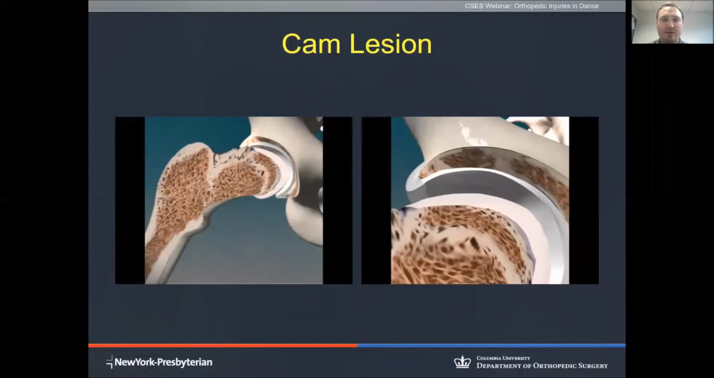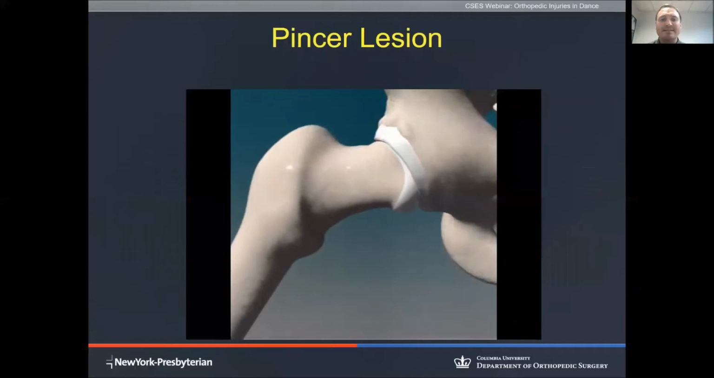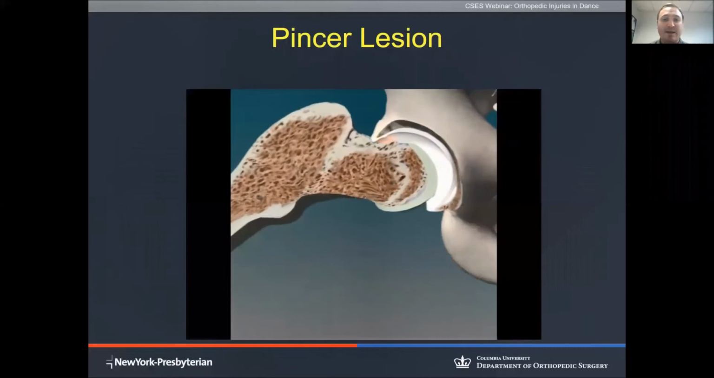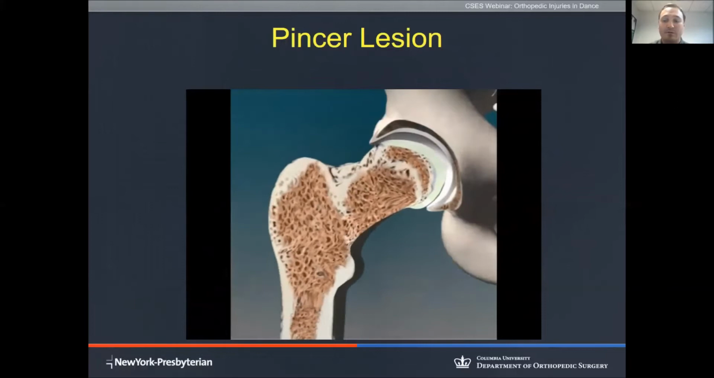Now, talking about that pincer lesion, when the hip goes up, the labrum doesn't necessarily tear, but it gets pinched between the two pieces of bone. So it gets pinched between the femoral head-neck junction and that overcoverage of the acetabulum. And sometimes on MRI, those can be a little deceiving because we won't necessarily see that common tear that we will see with someone who has a CAM lesion.